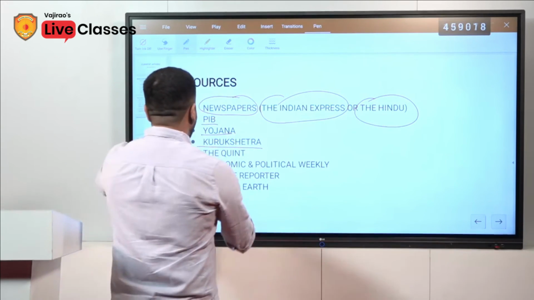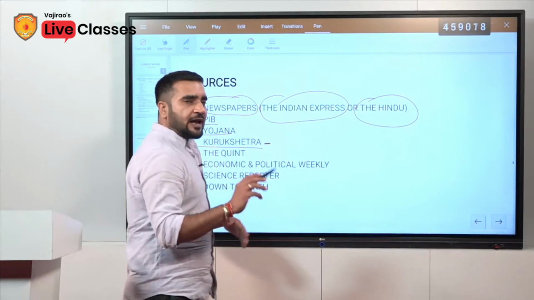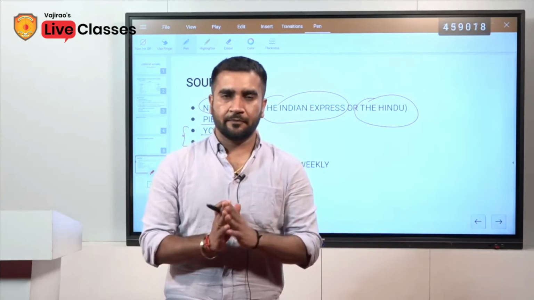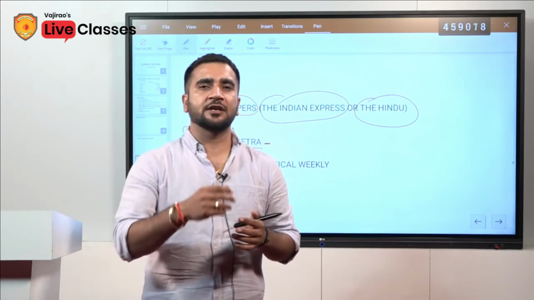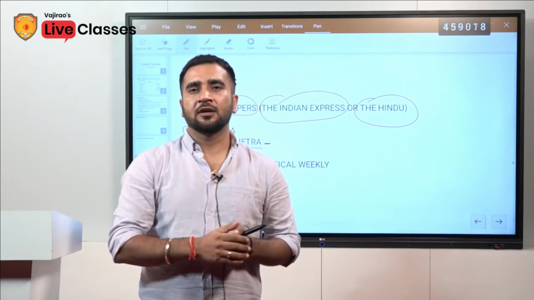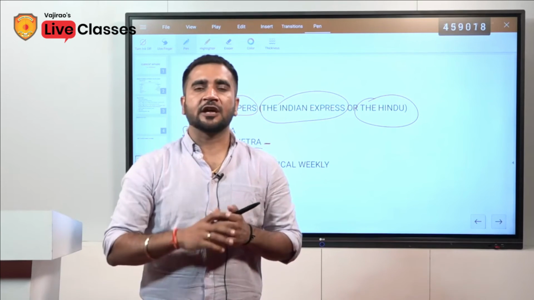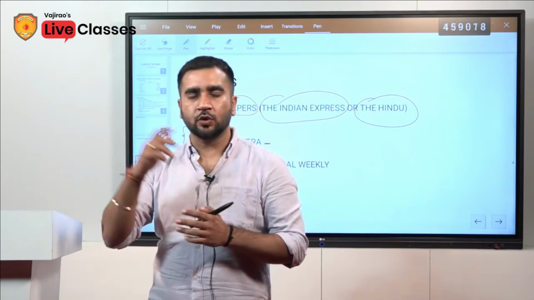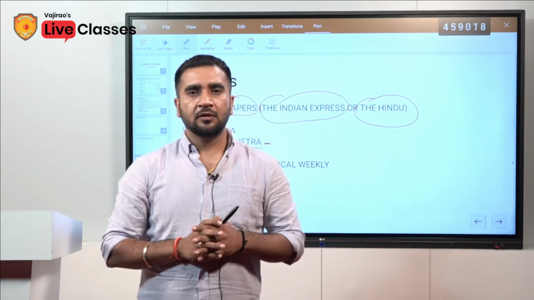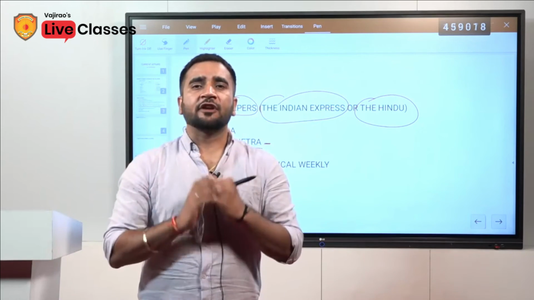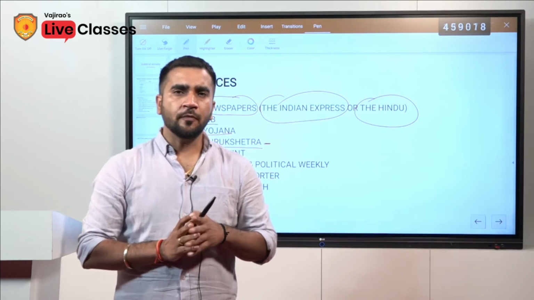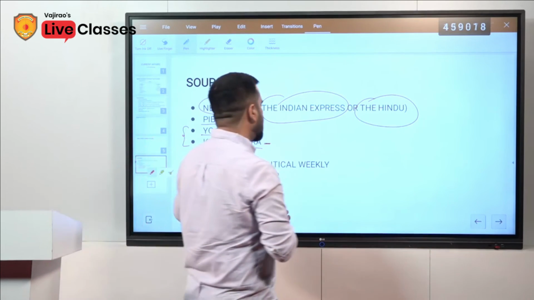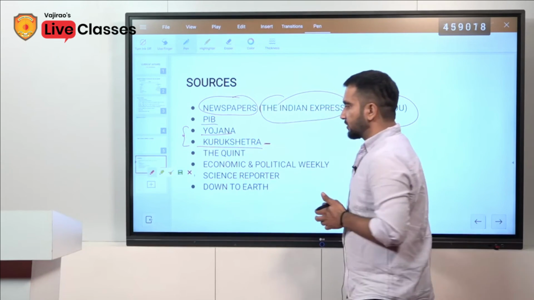Now talking about this magazine Kurukshetra, it largely deals with rural India, the issues in rural India. Issues in rural India can be issues related to agricultural productivity, the low level of healthcare infrastructure over there, the low level of education system over there, the rural infrastructure which is comparatively weak. So the rural issues are largely covered in Kurukshetra.